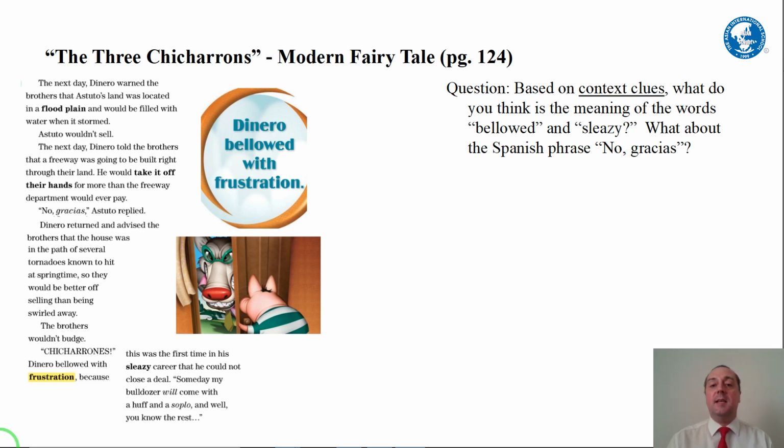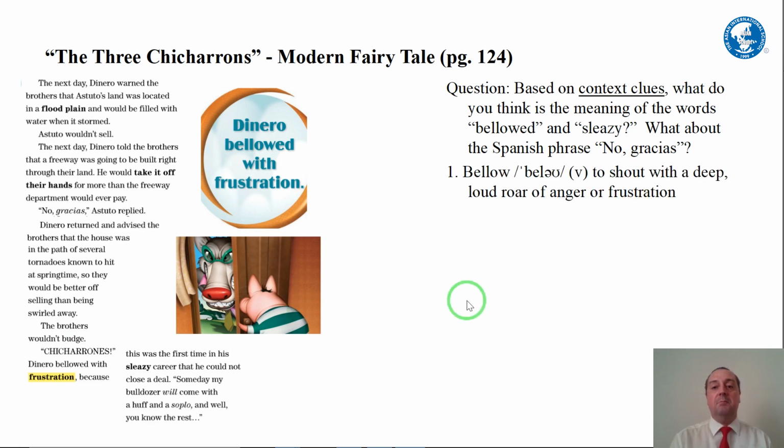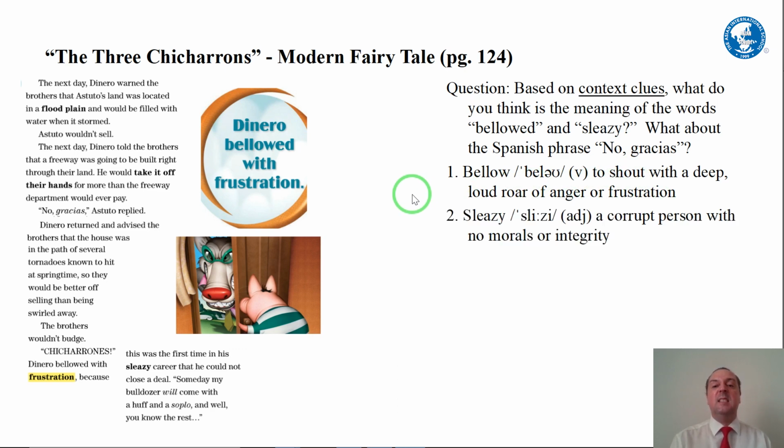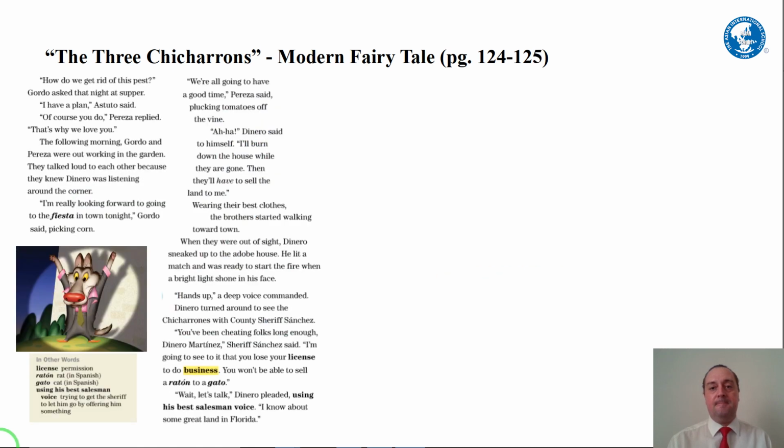Okay, what do you think? In context, can we understand the word bellowed? Bellow is to shout with a deep, loud roar of anger or frustration. So who is so angry? Well, Dinero is, because he didn't get what he wanted. Sleazy. This is an adjective to describe a corrupt person with no morals or integrity. Again, we're talking about Dinero. And then no gracias means no thank you. We can understand in the context, even though it's a different language, that this is what he's trying to say.